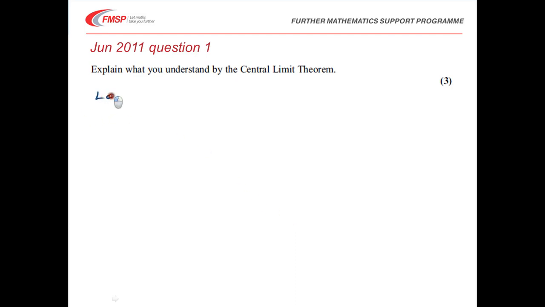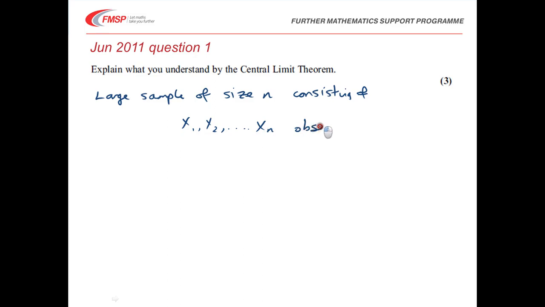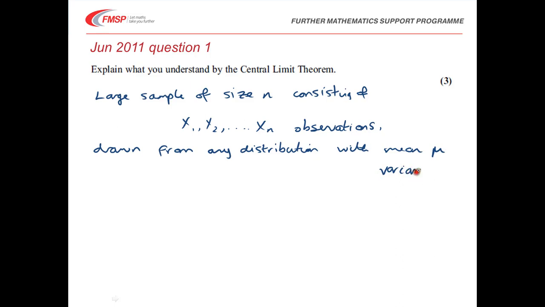So we're going to have a large sample of size n, consisting of the following observations, all the way up to xn observations. Okay, and our central limit theorem states this. Okay, drawn from any distribution with a given mean, so we'll call it mu, so with a mean mu and a variance sigma squared. Okay, so far we've actually got 2 marks because you've understood that we need a large sample size, and we've understood that it comes from any distribution.